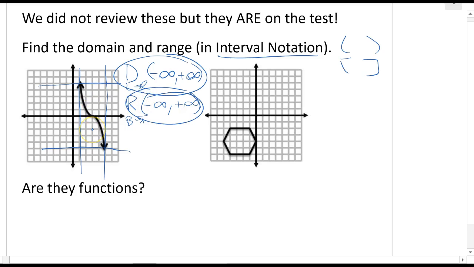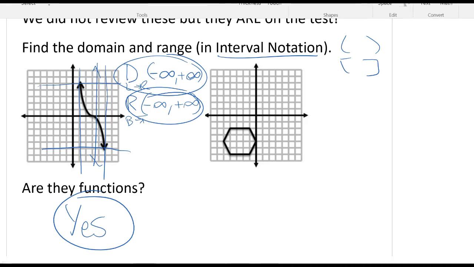Is this a function? Vertical line test. If I do my vertical line test, going across the whole function, it only touches one point as I go across. So yes to the first one. Okay. Now the second one.